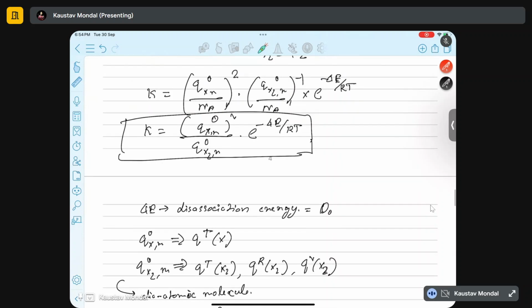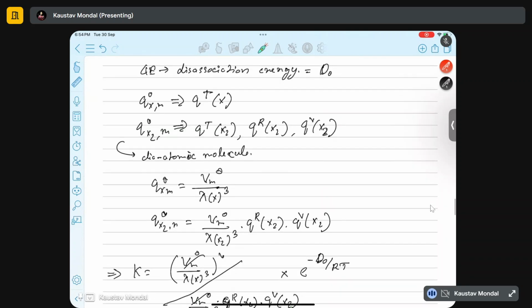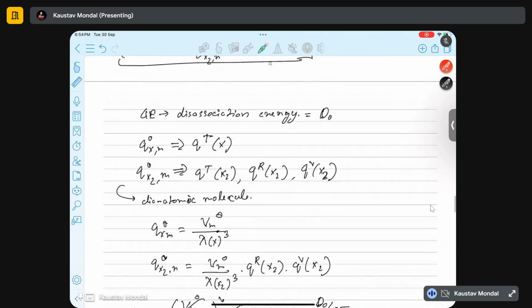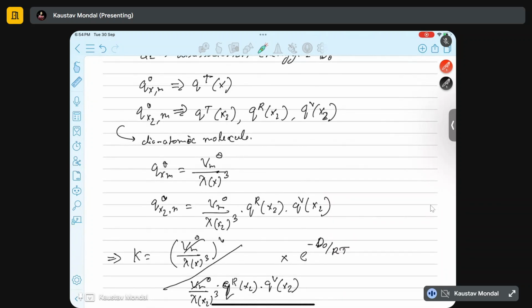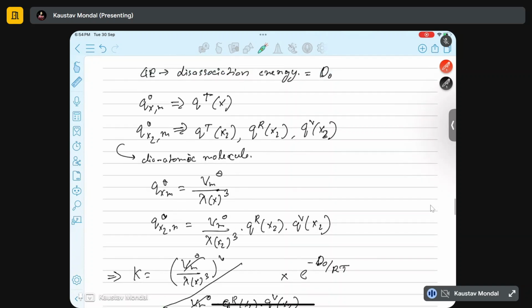Okay, so delta is the dissociation energy. And next, we have basically written the explicit contributions in the partition function. That means the contributions coming from the rotation, translation and vibrations. So for the X atom, to be fair enough, it's basically a monoatomic molecule.